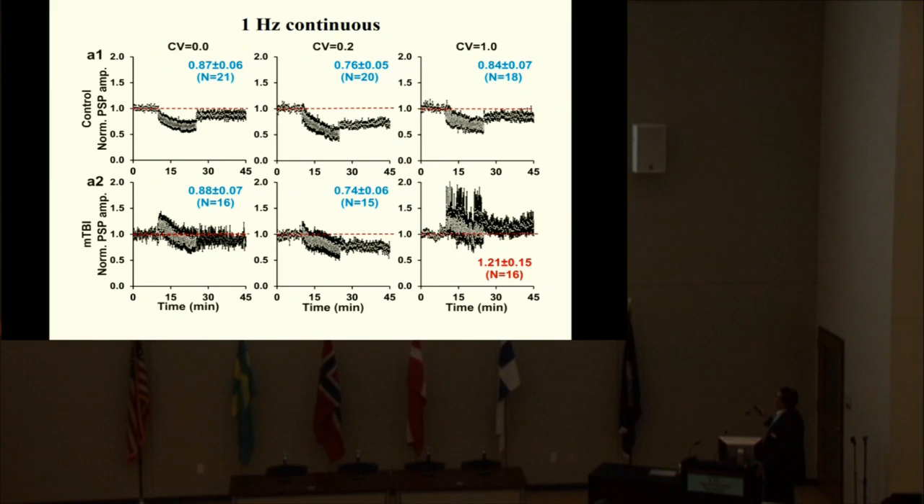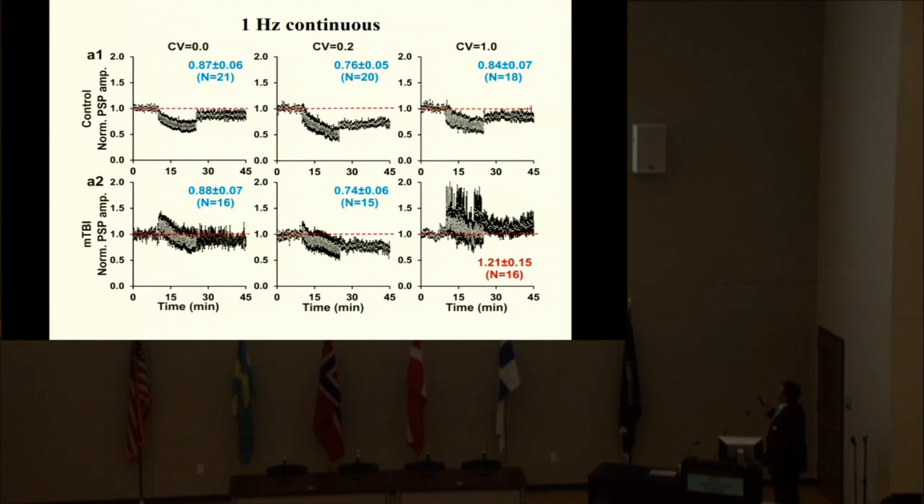These are the control animals across the top. These are the mild traumatic brain injury animals across the bottom. This is for 1 hertz, and this shows the different coefficients of variation, 0, 0.2, 1. Perfectly regular, somewhat irregular, highly irregular. All at 1 hertz, all control animals top, all brain injured animals bottom. As you can see, the place we found the biggest difference is right here.